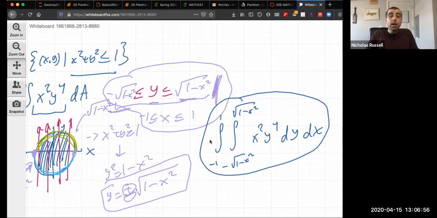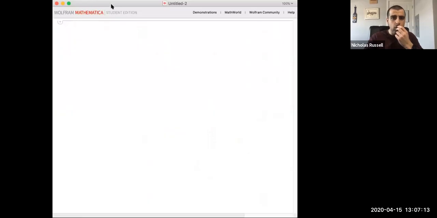Now, how would I go about doing this in Mathematica? I can go ahead and try to solve this explicitly, but I can also have Mathematica do it. How would I go about doing that? Well, I'm going to use the Integrate command. This is something you've probably seen in regular math courses in the past. You've probably done some integration with Mathematica, but this time we have double integration.